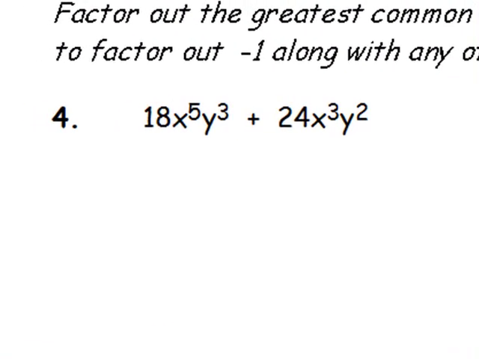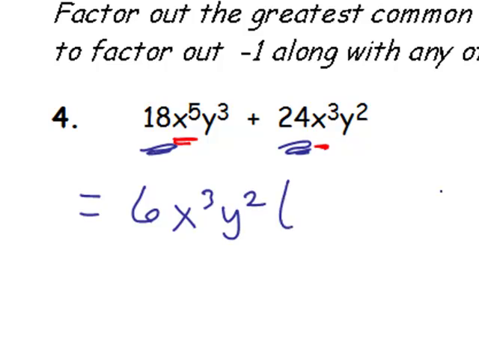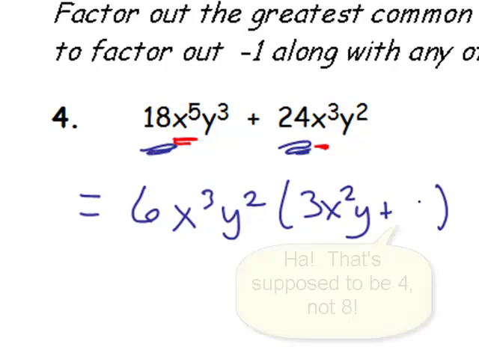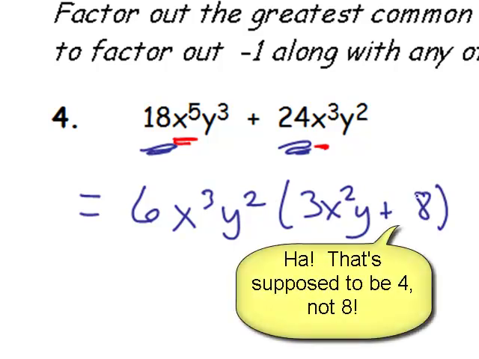Number 4, we're going to factor out the greatest common factor. I see a common factor between the 18 and the 24, a common factor of 6. And between the x to the 5th and the x cubed, I see a factor of x to the 3rd. And for the y's, I see a common y squared. That's the most we can take out of each term. And let's see, in doing so, we're left with 3x squared y plus 8. All right.